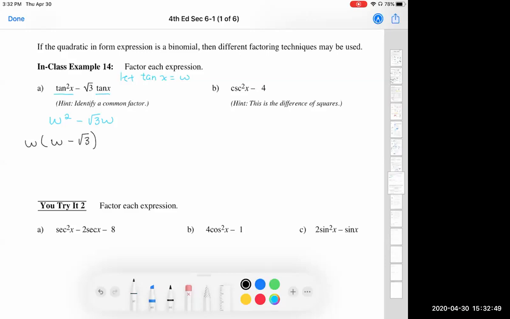And I can go back to use the tangents like we're supposed to because we want to work with tangents. So this factors to be tangent of x times tangent of x minus square root of 3. All we did was go back and replace my w's with tangents because that's what w is equal to, tangent.